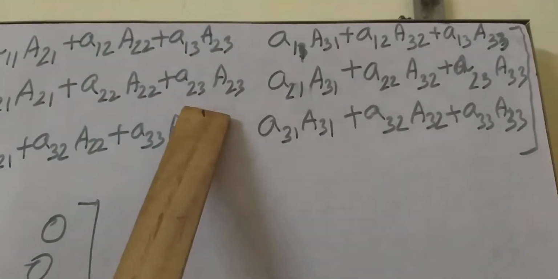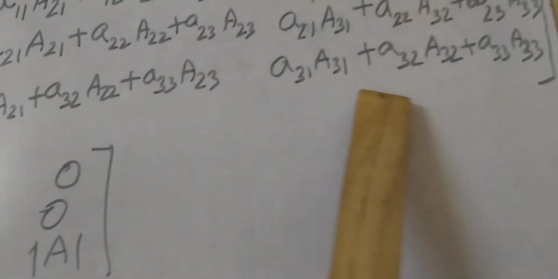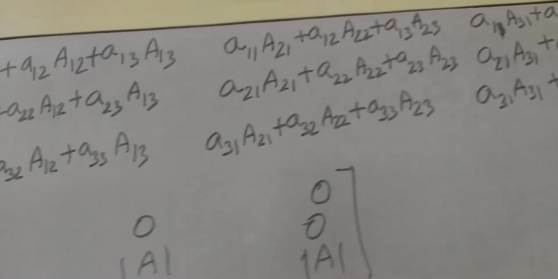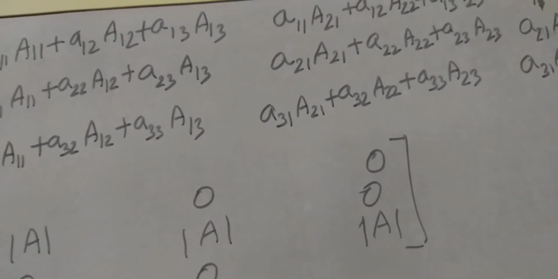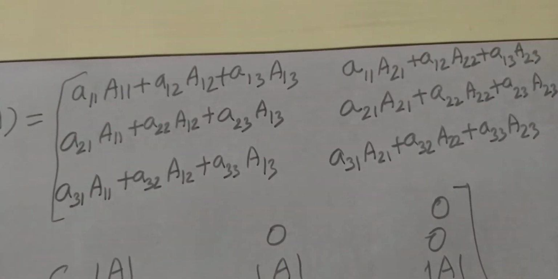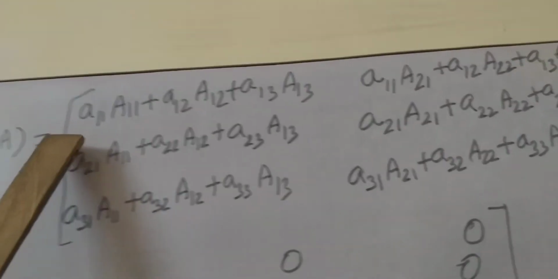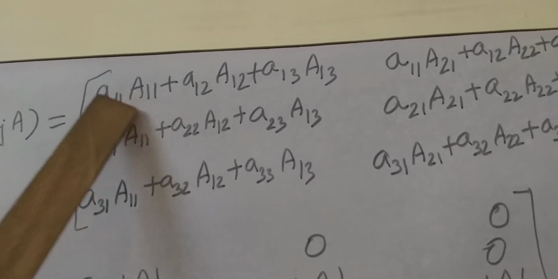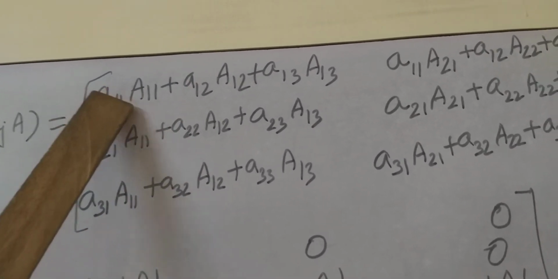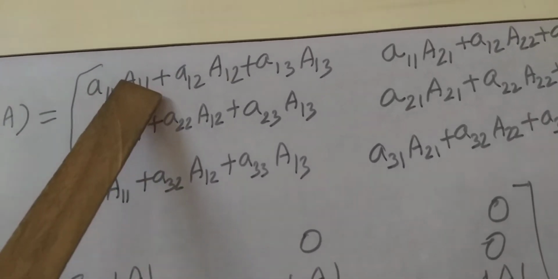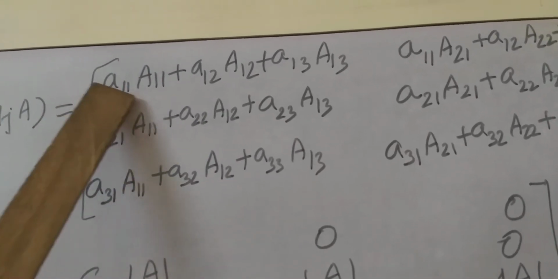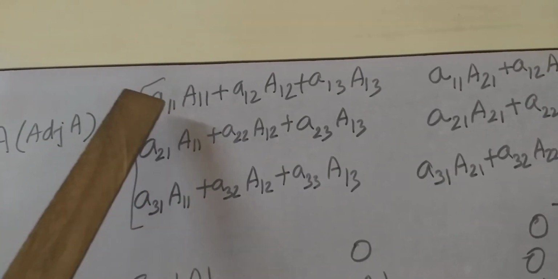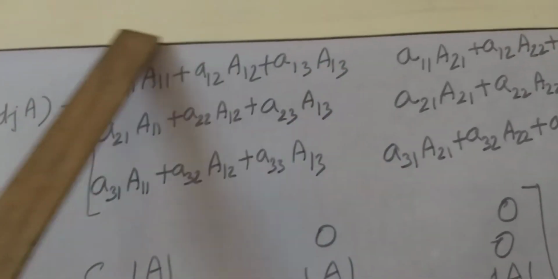Correct students. Then second row, third column. Third row, first column. Third row, second column. Third row, third column. Now students, you already studied that if an element and its cofactor are multiplied together and after multiplication they are added, then this gives us the determinant.